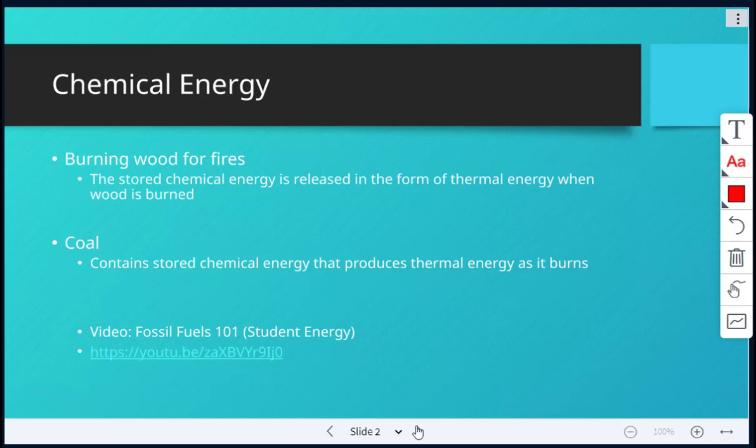Examples of this would be things like burning wood for fires. There's stored chemical energy within that wood, and then it gets released in the form of thermal energy when that wood is burned. Another example would be coal. Again, coal contains stored chemical energy, and when we burn coal, it produces thermal energy as it burns. All right. So fossil fuels are used for energy.